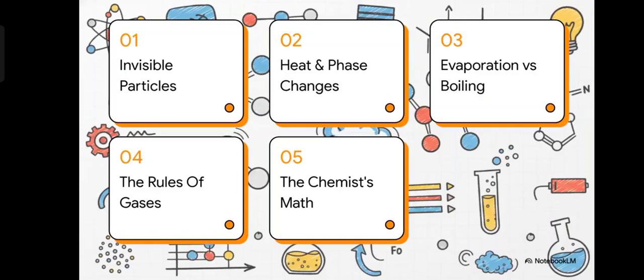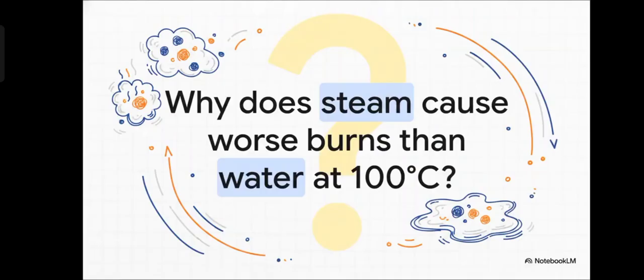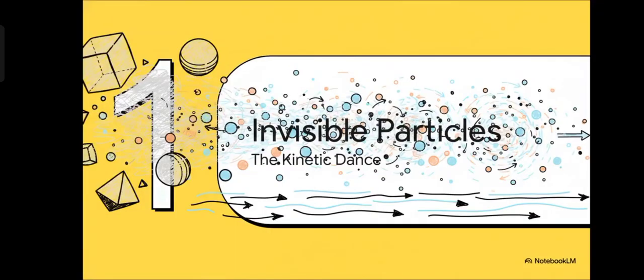Let's jump right in. Now, I want to kick things off with a question that honestly might seem like a trick at first. Why does 100-degree steam cause way more severe burns than 100-degree liquid water? Think about it. They're at the exact same temperature, right? Well, the answer actually isn't about temperature at all. It lies entirely in the invisible behaviors and the hidden energy of the molecules themselves. To really answer that question, we have to transition from the macroscopic world we can see and touch straight into section 1, the invisible particle dance.